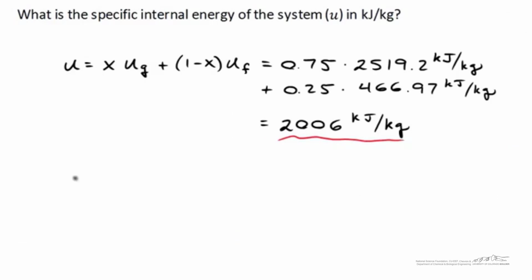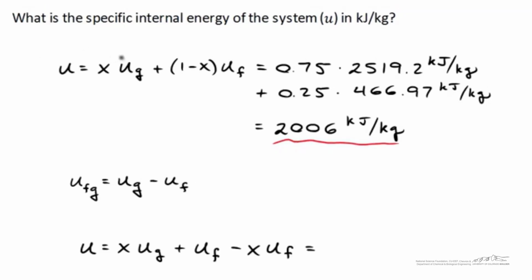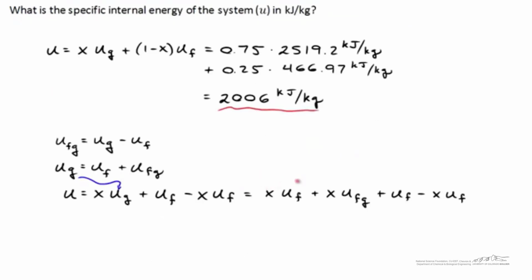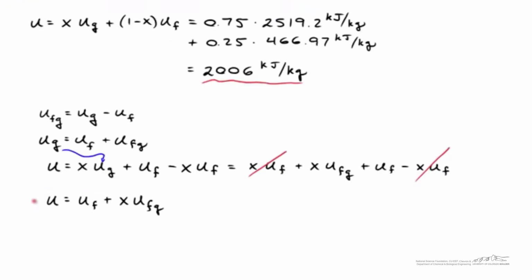So by definition, what we've got is u_fg, the specific internal energy change between the fluid and the vapor, is equal to the specific internal energy of the vapor minus the specific internal energy of the fluid. And if I take this expression and rewrite it, and I plug in this expression for the internal energy of the vapor, I can solve for it. In expanding terms, what I come up with is this expression, and the internal energy of the fluid cancels out. And what I'm left with is this expression, where I've got the internal energy of the fluid plus the quality times the change in internal energy as the fluid goes to the vapor.